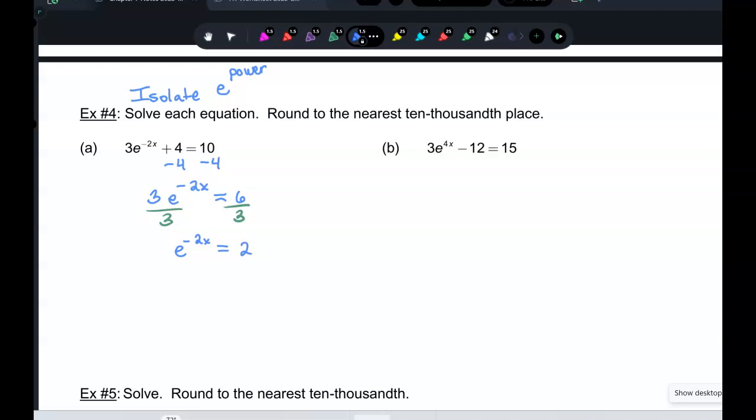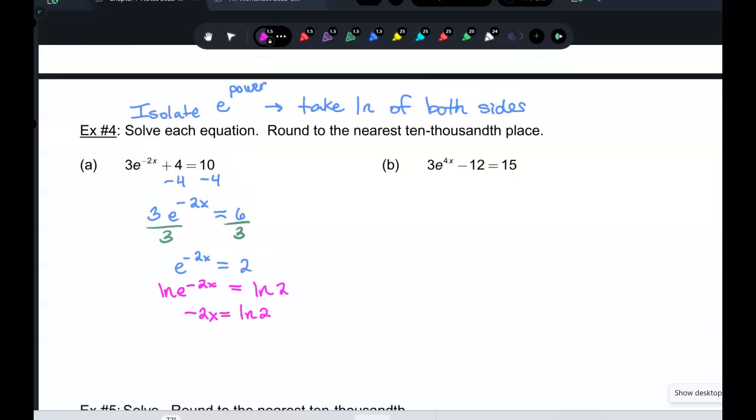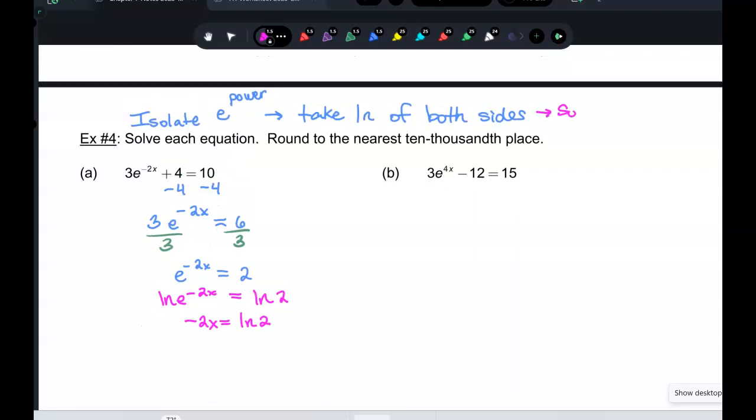Now that I have that, you're going to take natural log of both sides. Once you take the natural log of that e, the e will cancel out and just turn to negative 2x. So it'll just be negative 2x equals ln 2. Good. Everybody okay with that? Then you divide by negative 2, so x equals ln 2 divided by negative 2. On the left side, you're just going to end up with a negative 2x. After we take the natural log of both sides, you're just going to solve for x.